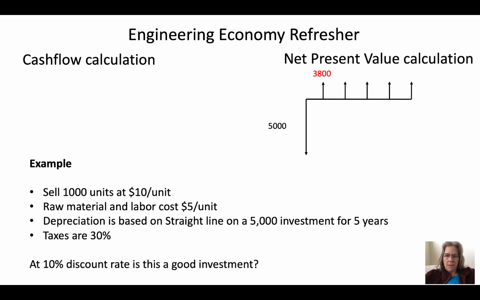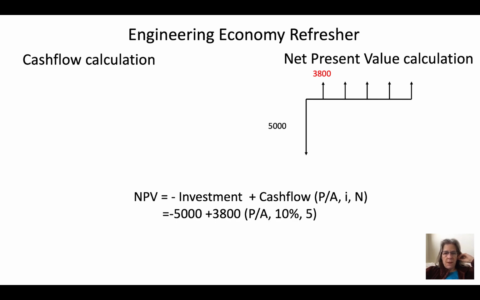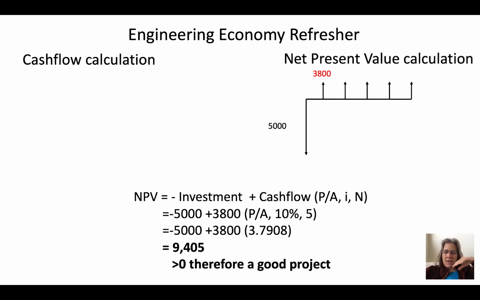Again, let's look at this example where we have a $5,000 investment and then $3,800 each year for 5 years. We use this equation where we take minus the investment plus the cash flow times that factor. So it'll be minus $5,000 plus $3,800 times P given A, 10% for 5 years, because there are 5 years of cash flow. Then we look up that factor as 3.7908 and multiply it out. And so we get a net present value of $94.05, which means that it's greater than zero, therefore it's a good project.